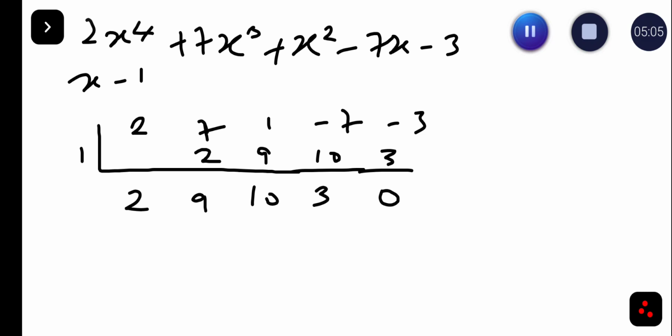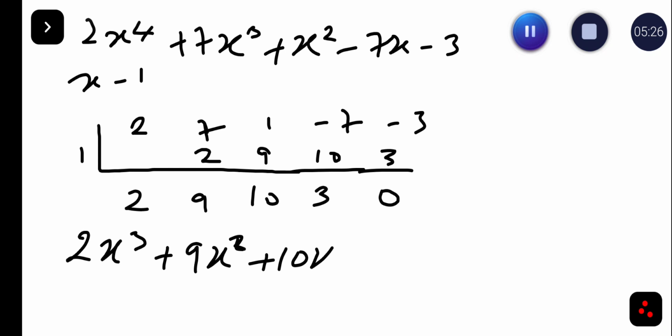When you divide a polynomial of degree 4 by degree 1, it gives you degree 3. So when divided, the answer is 2x cubed plus 9x squared plus 10x plus 3. Since there are 4 values, the first is for the cube, the second is for the square, the third is for the x term, and the last is the constant term.